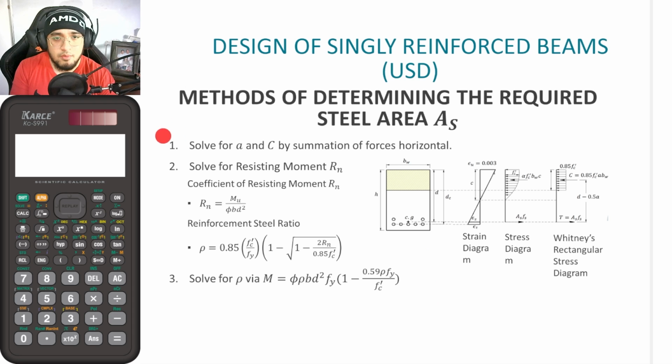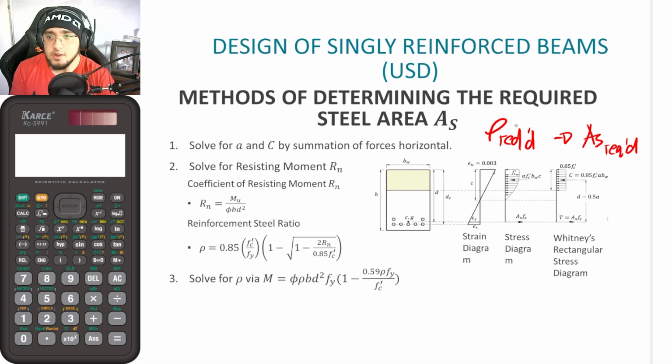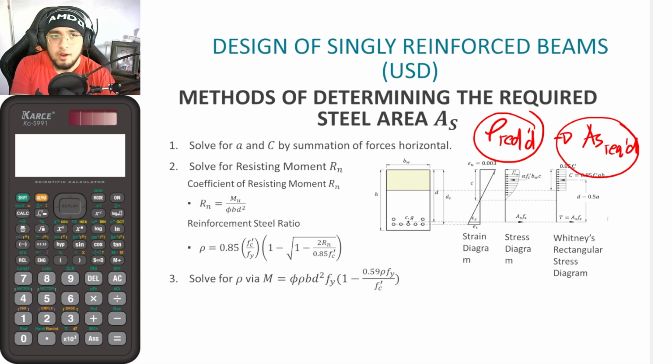So you can use method 1, 2, or 3. It will be up to the designer which one he or she will be using. In this method, you can solve for the required steel ratio, and from that, you can solve for the required steel area.